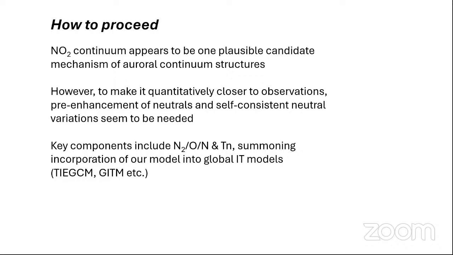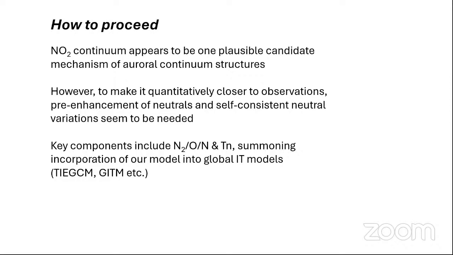So I played with the parameters, and I have a feeling that some of these parameters increased by a factor of up to 2 may be needed for the model to have better agreement with the actual observations of the continuum structure. I'm not sure whether it's achievable or not, but it's clear that we need the incorporation of the model into global ionosphere-thermosphere models in future.